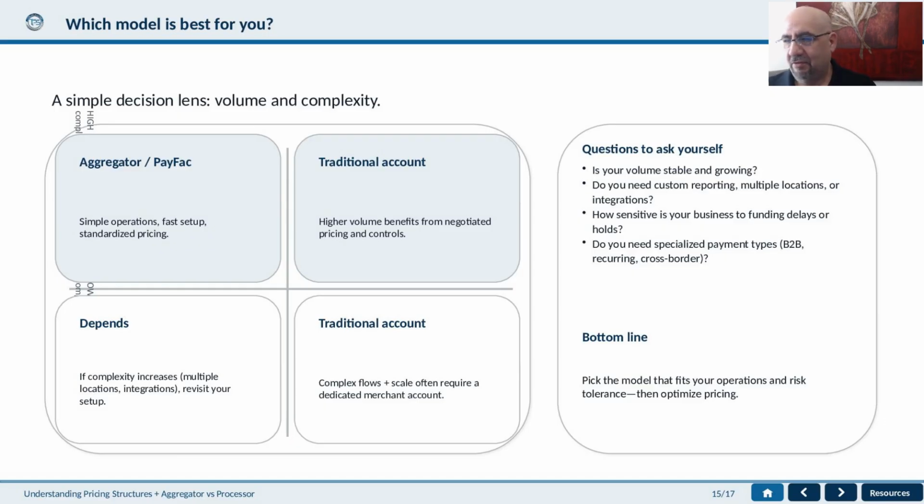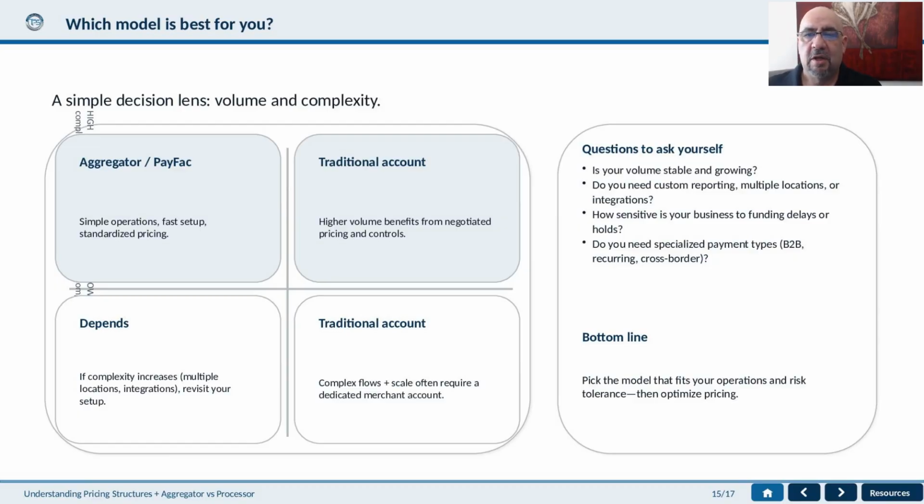Questions to ask yourself: is your volume stable and growing? Back to your questions. If it's 5,000 one month and then there's nothing, and then another 5,000 in three months, or 4,000, 5,000, or 3,000, Square is where you're going to be at, because in those months that you aren't processing, you're going to be hit with a monthly cost for not doing business.